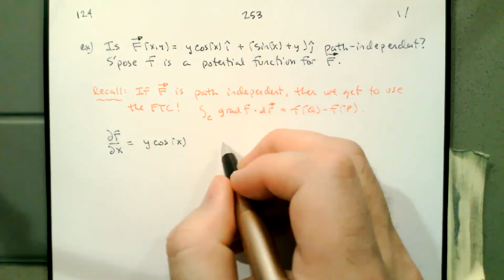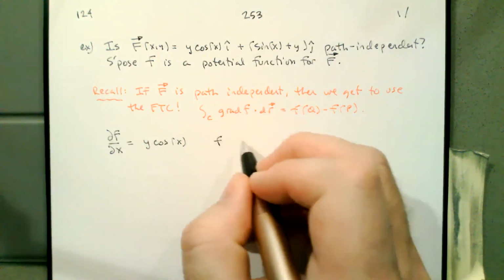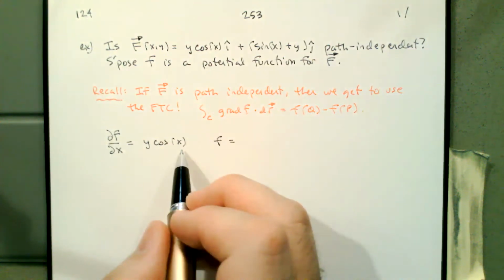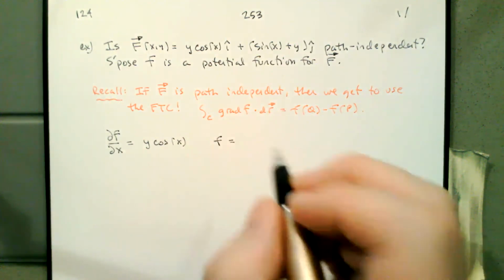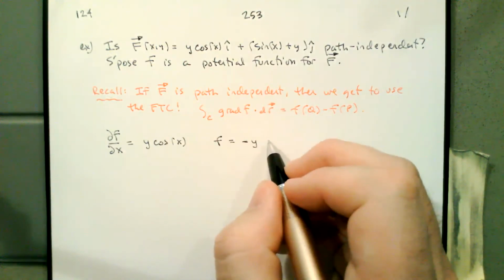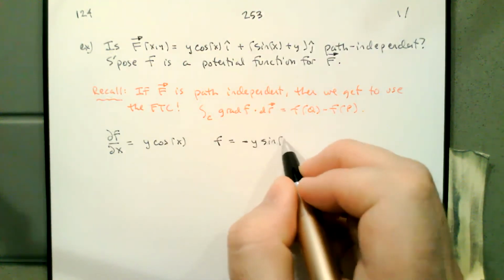So that would mean that f would have to be, y is constant, the integral of cosine is sine. So this would have to be y, just a constant multiple, times the sine of x.